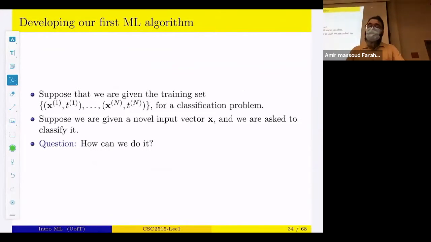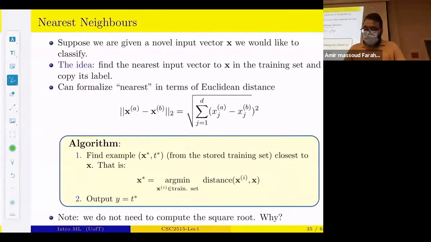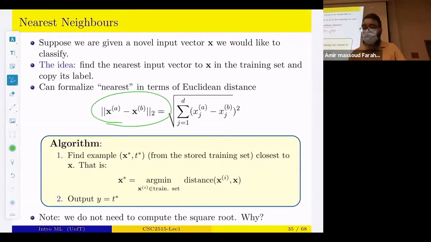So we wanted to develop the first algorithm. The question is, given this data set, how can we develop such an algorithm? We had this idea to just look at the closest neighbor of the query point, and whatever label we have for that in the training set, we assign it to the query point as its output. So we need to define a notion of distance. We can talk about Euclidean distance, but we can also define many other distances.